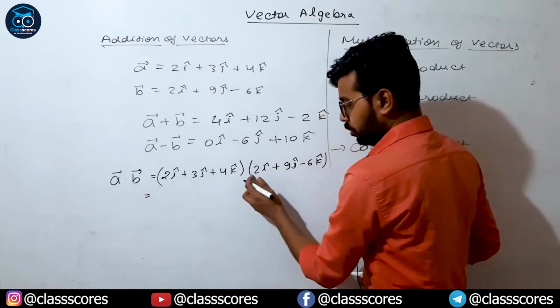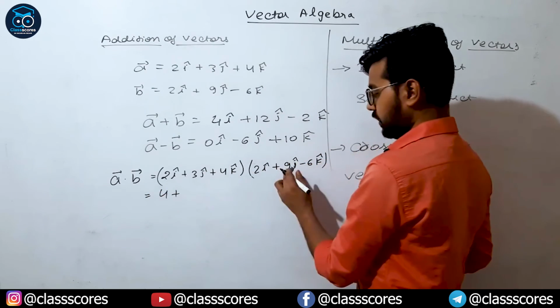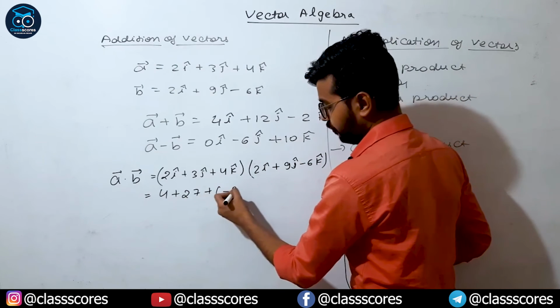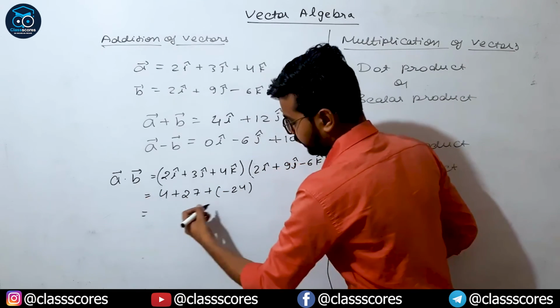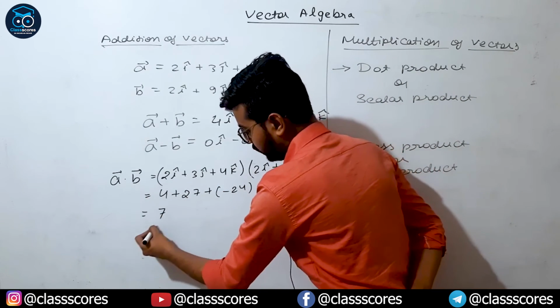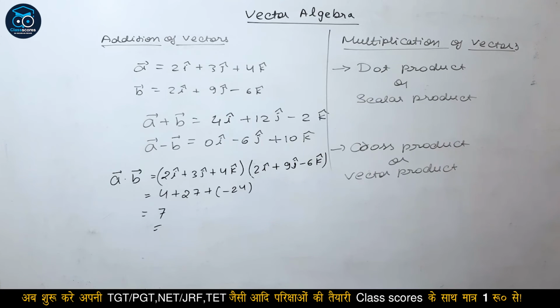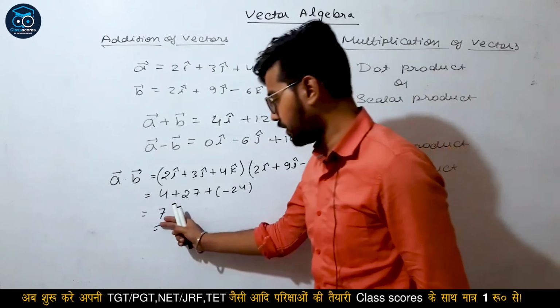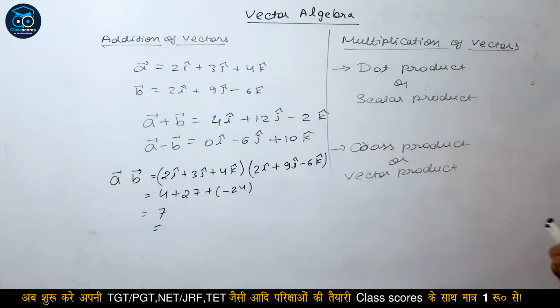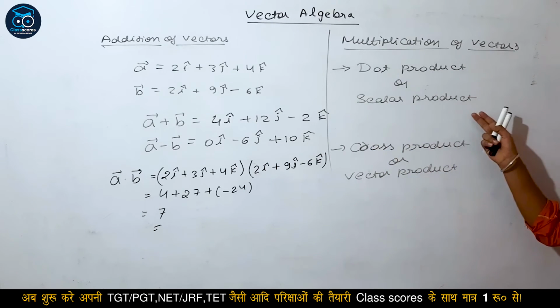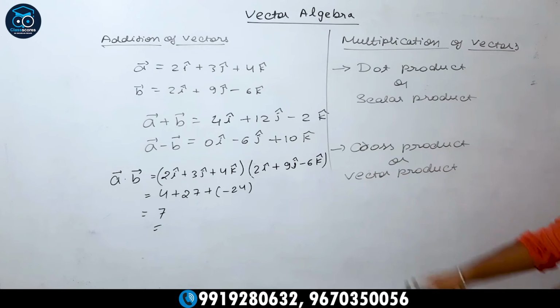So 2 2s are 4, plus 3 9s are 27, plus 4 times minus 6 is minus 24. When we simplify, 31 minus 24 shows 7. So this will be the dot product of two vectors. It always gives you a scalar term or a specific number whose direction is not available. That's why we call this a scalar product. It always gives you a specific number.